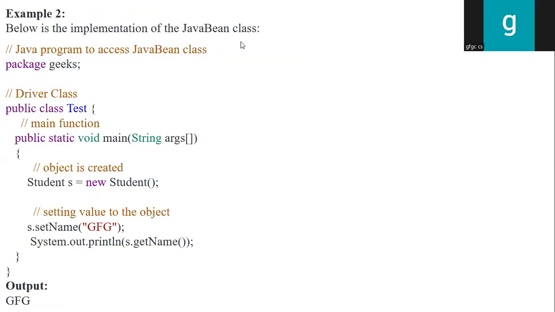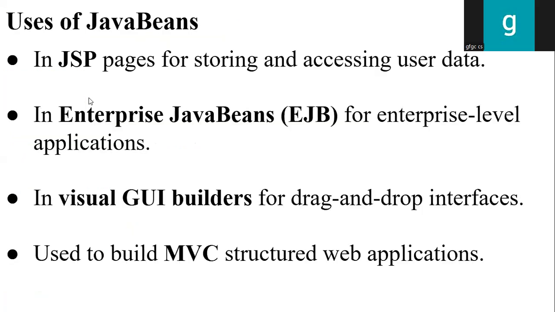Below is the implementation of a Java Bean. Here the Bean class is there, and I have taken the package. Okay, these are the uses of Java Beans: in JSP pages for storing and accessing user data, in Enterprise Java Beans for enterprise-level applications, and in visual GUI builders for drag and drop interfaces used to build MVC structured web applications.